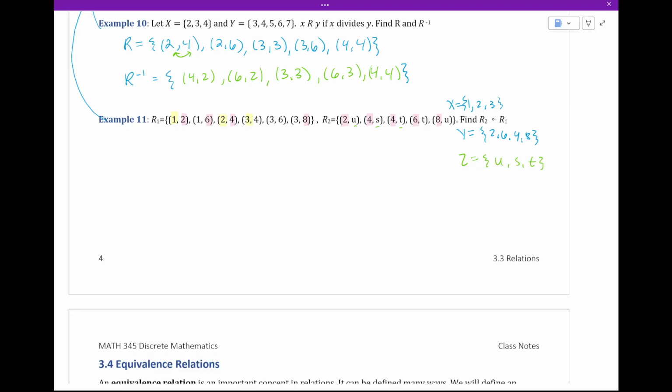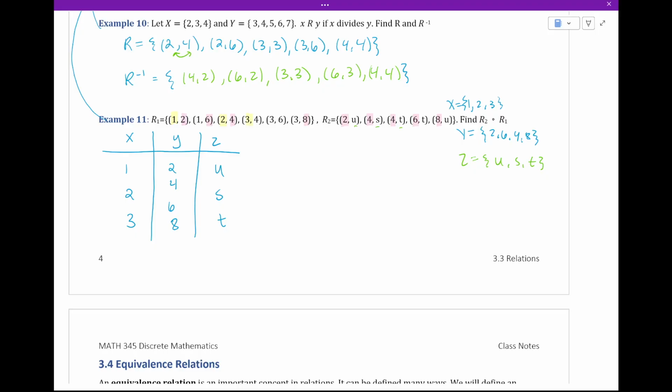So I want to find R2 composed with R1. I think the easiest way to do this is to make a table with all of our X, Y, and Z values, and we'll see what comes out. My X's were 1, 2, and 3. The Y's were 2, 4, 6, and 8. And the Z's were U, S, and T. So we're going to look at all of our pairs and see what's happening.